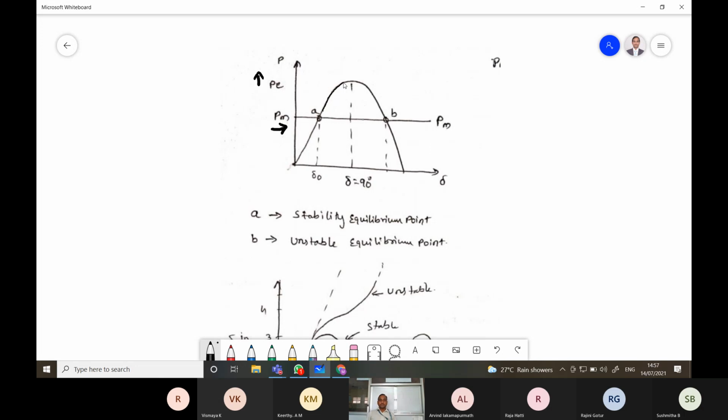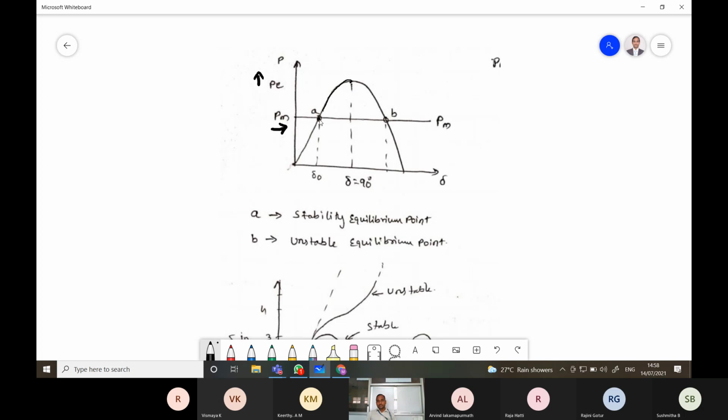So it reaches its maximum value. Then mechanical power is also increasing. Okay, so there is a disturbance. So what happens? There is a variation between PM and PE. If the electrical power increases, again mechanical power is going to increase. Like that, both are increasing.